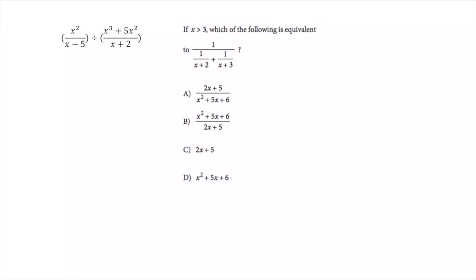Okay, so moving on here, now I have a division sign between two rational expressions. So the first thing I want to do is rewrite, but now I'm going to flip this second expression here, and I'm going to end up multiplying them.